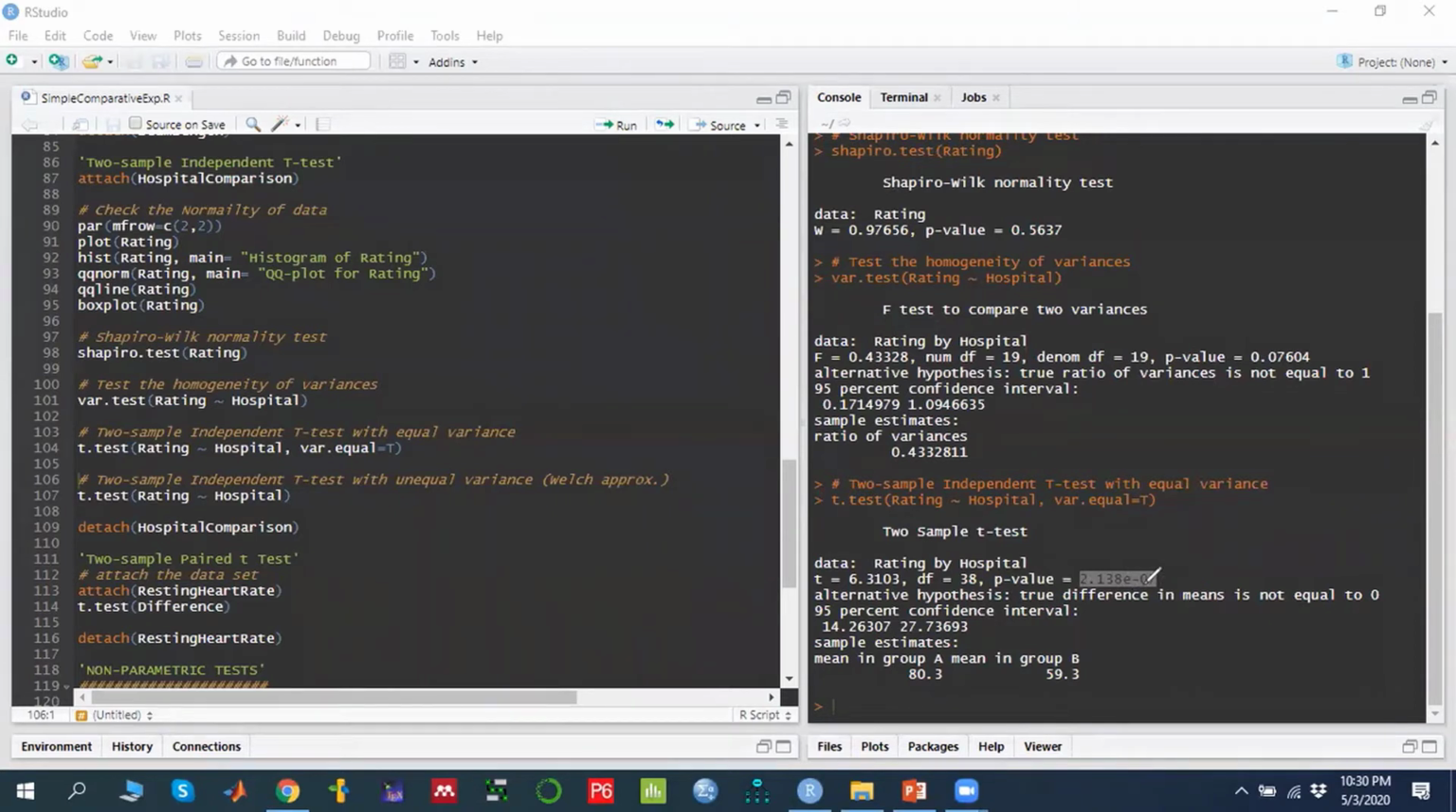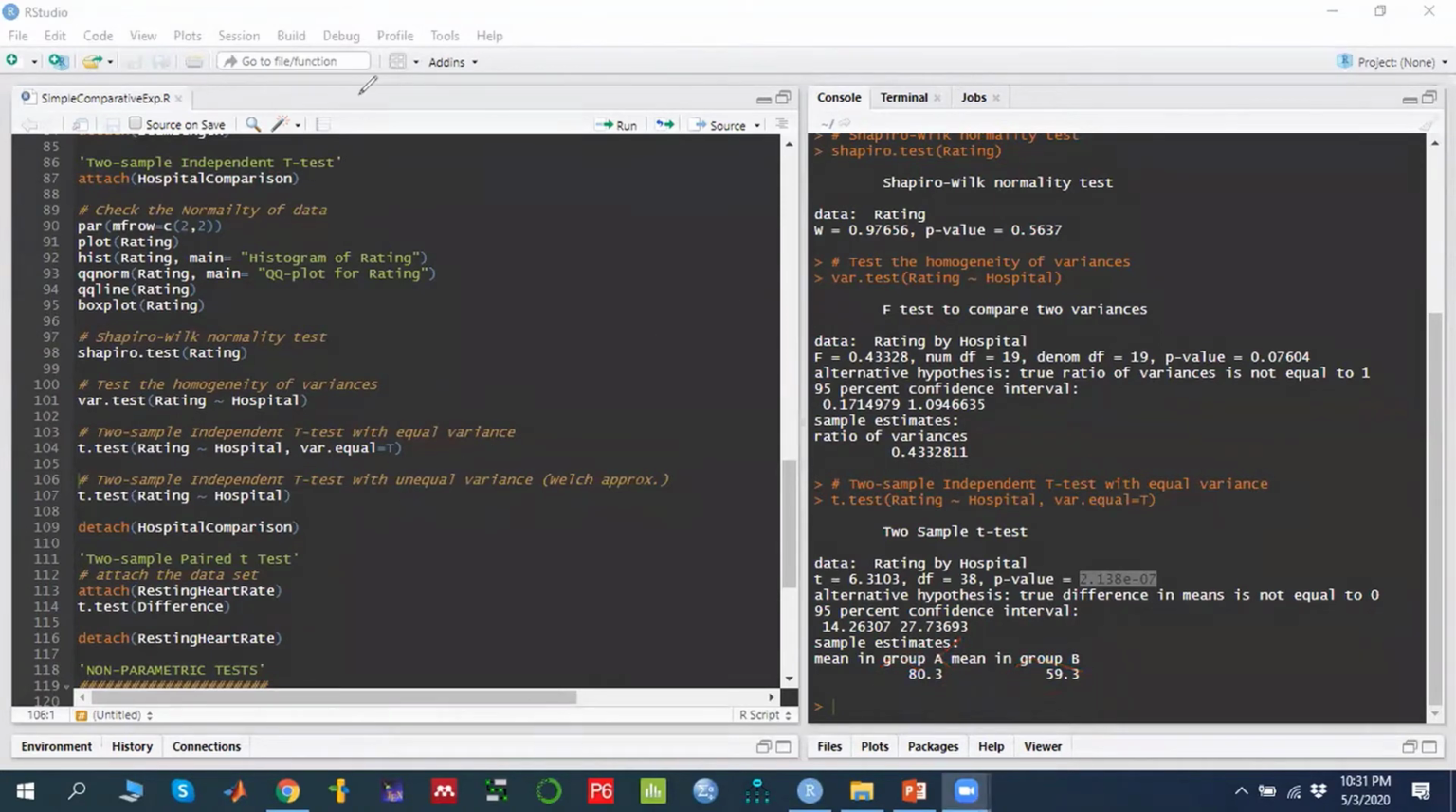Rejecting H0 indicates that both hospitals do not have the same patient satisfaction rating. So one of the hospitals has a higher rating compared to the other, which we can also see from their mean values. The hospital A mean value is 8.3 and hospital B is 59.3. So maybe we can conclude here that with respect to the patient satisfaction rating, hospital A is performing better compared to hospital B, right?